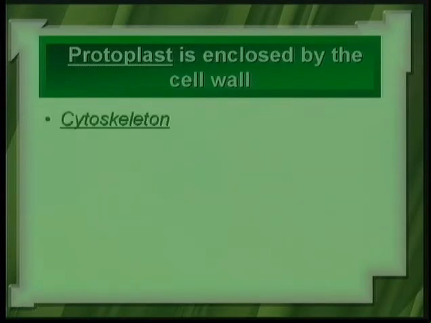Now another component of the cell, which we're not going to get into that much here, is called the cytoskeleton. Recall that the cell wall allows for external support. It helps to keep the cell up, and it helps to keep the cell rigid.